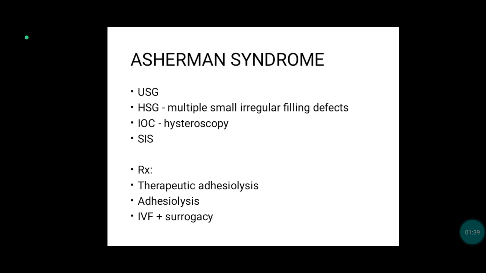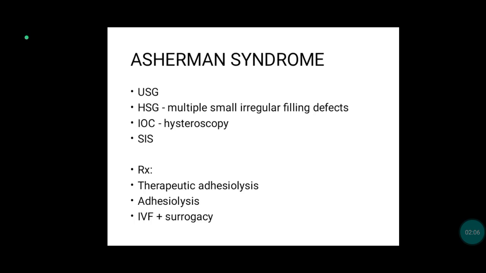Treatment for Asherman syndrome is therapeutic adhesiolysis, but there will be recurrence. And regarding investigation, saline infusion sonography can also be done in case of Asherman syndrome. Saline infusion sonography is the superior-most investigation, followed by HSG, followed by USG. So the treatment for Asherman syndrome will be therapeutic adhesiolysis, but there will be recurrence.